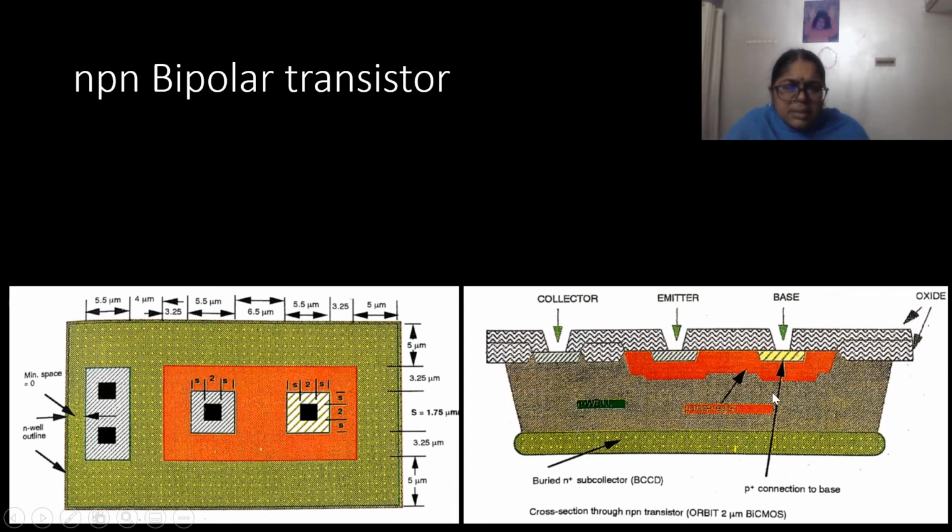This is the fabrication representation of the NPN bipolar transistor. You can see the collector region, emitter region, base region, the oxides and the buried N plus subcollector region is also shown here, and this is the top view of the NPN bipolar transistor.